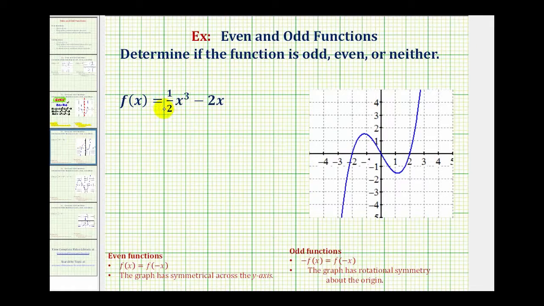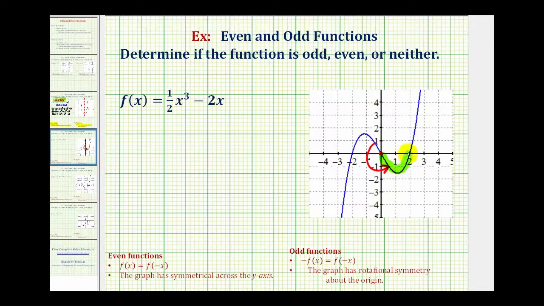Here we have f of x equals 1/2 x to the third minus 2x. Again, let's start by looking at the graph of the function, which we can quickly see does not have symmetry about the y-axis, but it does have rotational symmetry about the origin, which means if we rotate this graph about the origin half a turn, or 180 degrees, it would remain unchanged.